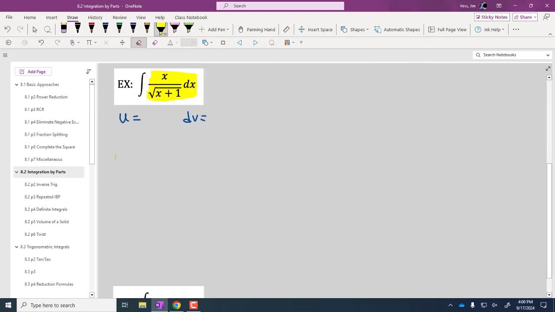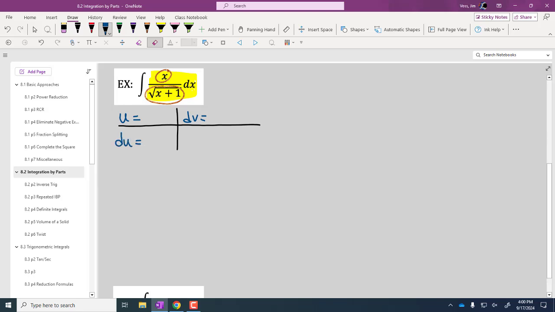Now, when I look at this, there really isn't a lot of choices. I see that there's an x, I see two factors. I could put one with the u and one with the dv, or I could swap them, right? So I could put the x here and I could put the 1 over square root over here, or vice versa. Now, what you want to keep in mind is that when you're building your table here, to get to du, you take a derivative.